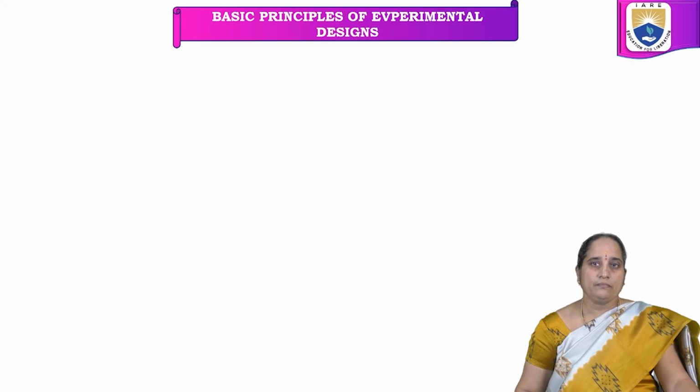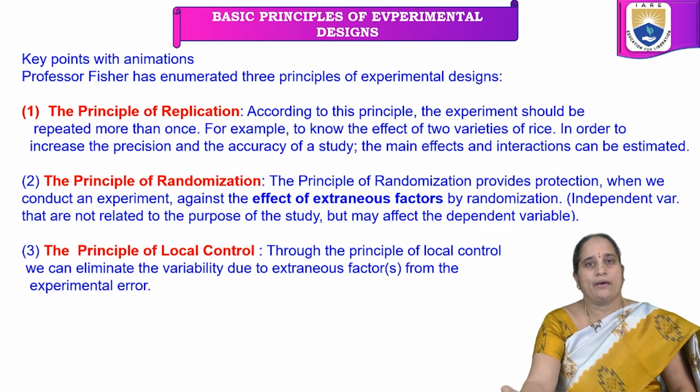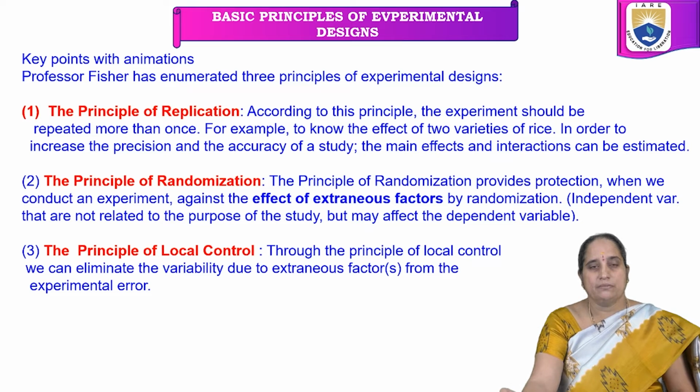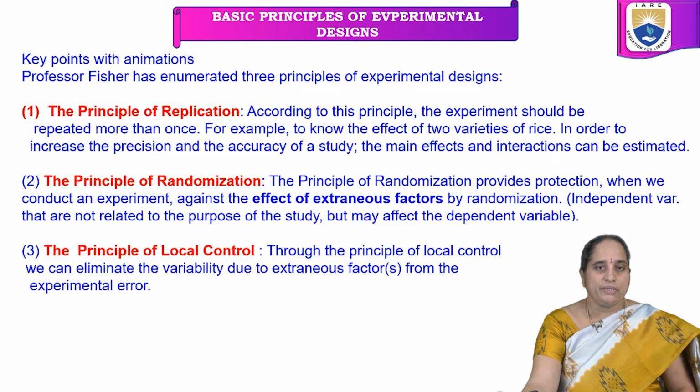Then what are the basic principles of experimental designs? The experimental designs have three types of principles. One is the principle of replication, another is the principle of randomization, and the third is the principle of local control. Replication means repetition. If you conduct the same type of survey or experiment again and again, that is known as replication. According to this principle, the experiment should be repeated more than once.